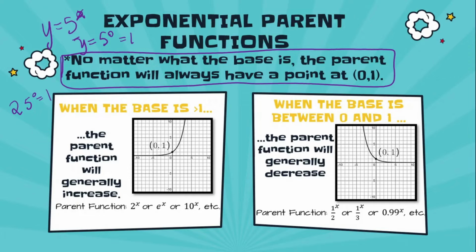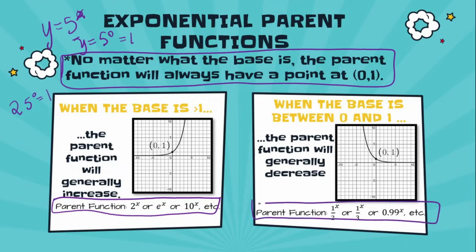Now, the base affects whether the function increases or decreases overall. I've got some examples here. If the base is bigger than 1, then your graph is going to generally increase. If the base is between 0 and 1, see the examples here, then your graph is going to generally decrease. Go ahead and take a picture of this image. It'll be pretty important for today's lesson.